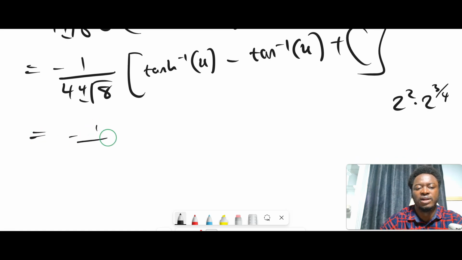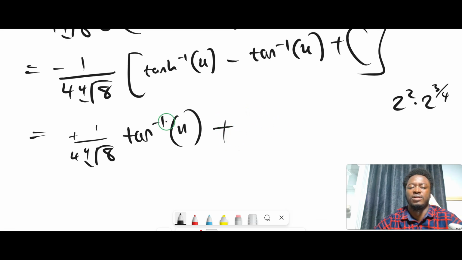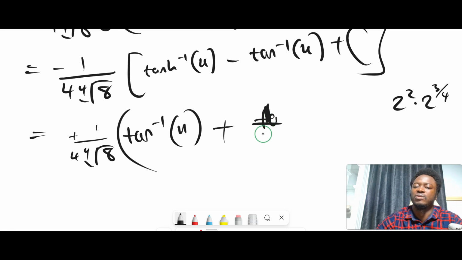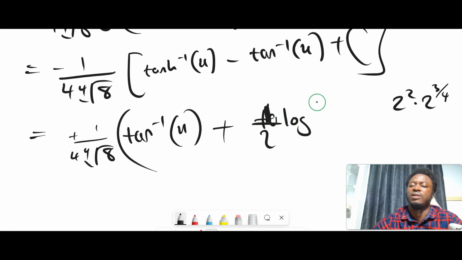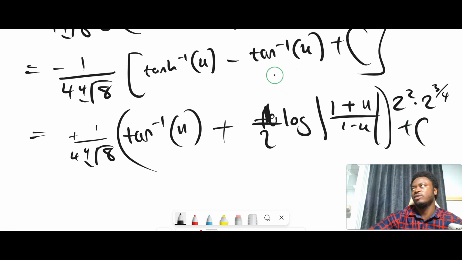This is positive 1 over 4 times the 4th root of 8 times the tan inverse of u, and then plus the hyperbolic tan inverse, which is 1 over 2 times the logarithm of 1 plus u, all divided by 1 minus u, then plus c. So if you plug in your u and then plug in your t, you are going to get the form. So I'm going to write down the final form.